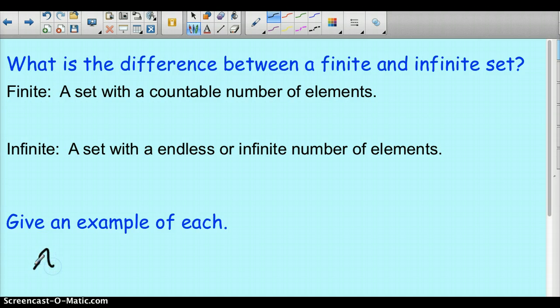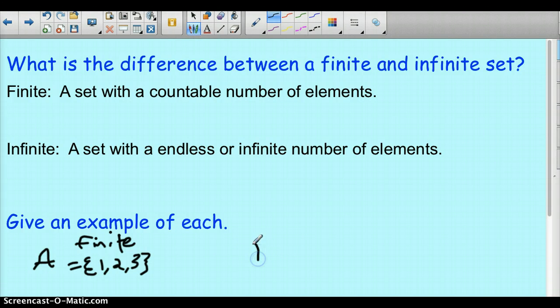So let's start with set A. And set A is going to be our finite set. Now to be finite, once again, has to have a countable number of elements. So A is going to be the set that contains 1, 2, and 3. That's set A. Notice, we can physically count the elements. 1, 2, 3. There are 3 of them.